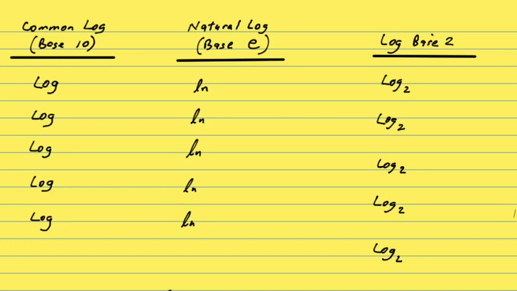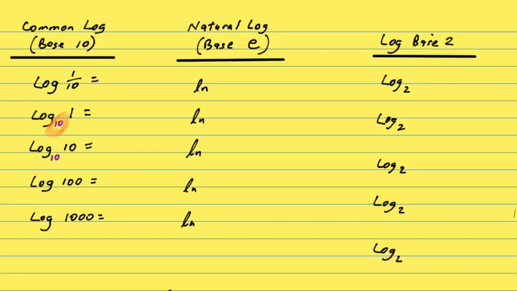Okay, I wrote out some logarithms here. On the left, we have a common log. If there is no base written, it's assumed to be base 10. That's called a common log. I'm going to start with log of 1, 10, 100, 1,000, and log of 1/10. If you'll think with me a moment, we're going to go right through these.